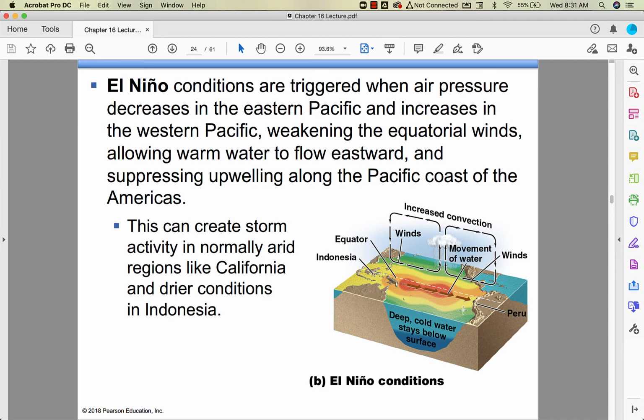All right. So the Eastern Pacific is warmer than normal, and the Western Pacific is cooler than normal. So there's no upwelling. The upwelling doesn't happen. Okay, so the cold water stays below. So you're going to have impacts and influences on fishing because the anchovies and the fish that the Peruvian people fish, they love that cold water. Okay, it's going to also impact weather conditions, and we're going to talk about that.